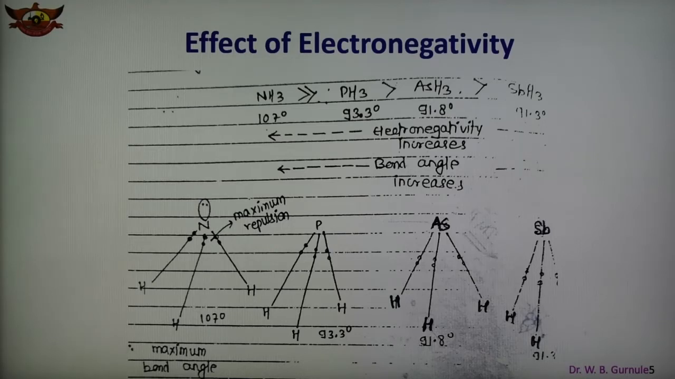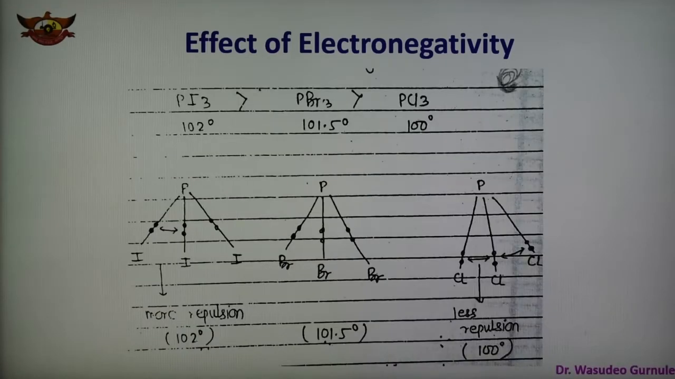When the bonded atom is more electronegative than the central atom, then a smaller bond angle is observed. As the electronegativity of the bonded atom increases, the bond angle also decreases. So this is an important point, and the examples are shown here. Some more examples are also given here.